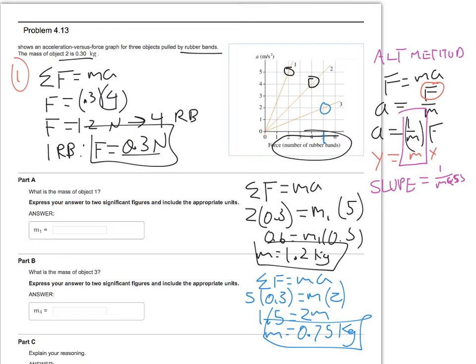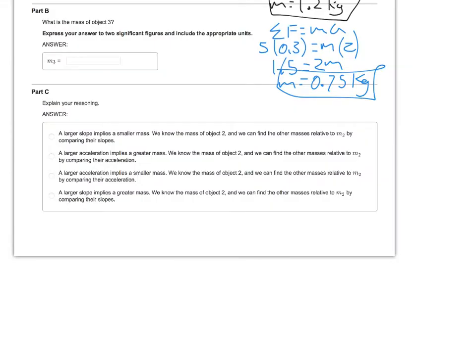Now, I think that's a little bit more complicated of a way of doing it, so I'm not going to work through that entire solution. But just be aware that that is another way that you could do it, just getting you thinking about other ways to solve this. Okay, for this last question, we're asked to explain our reasoning here.